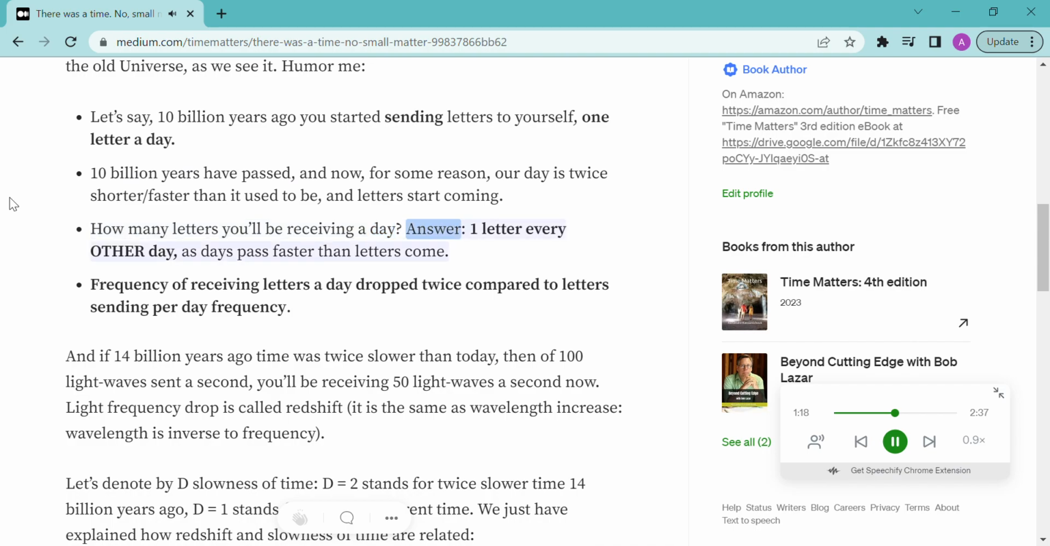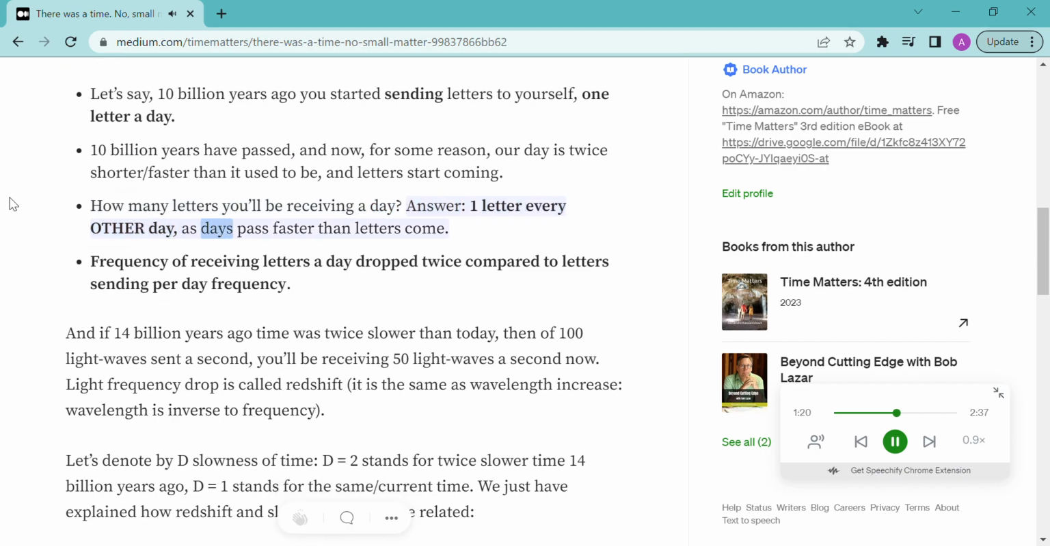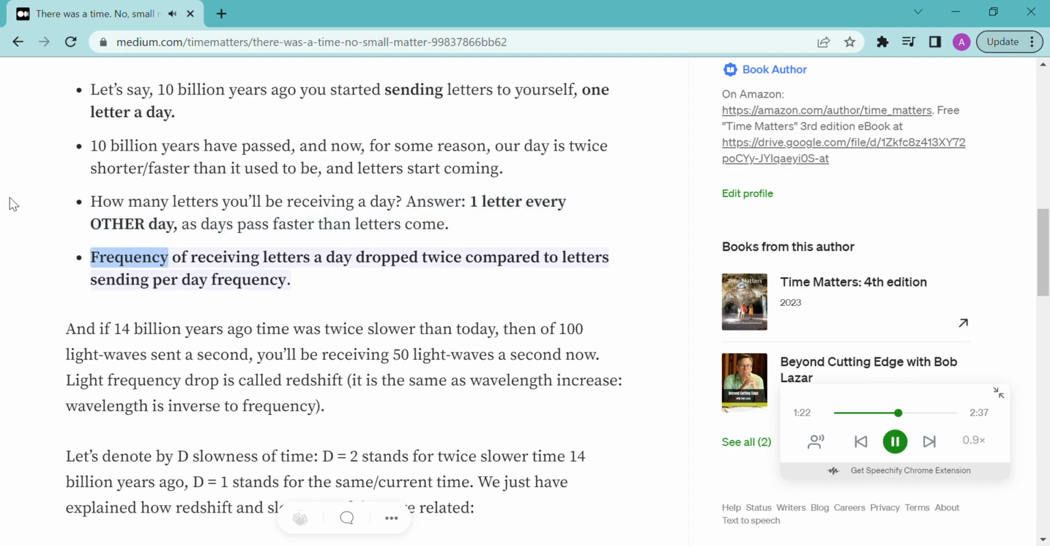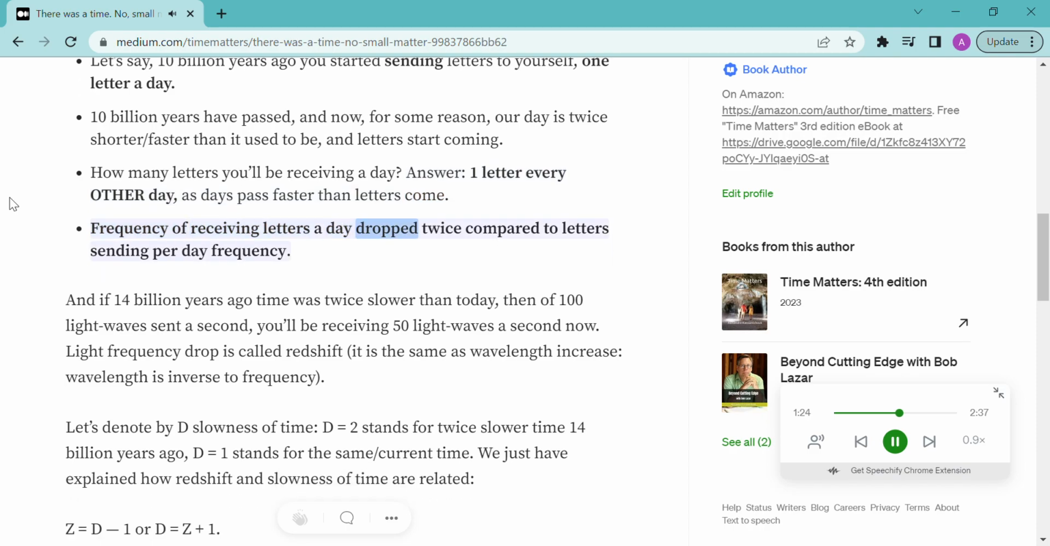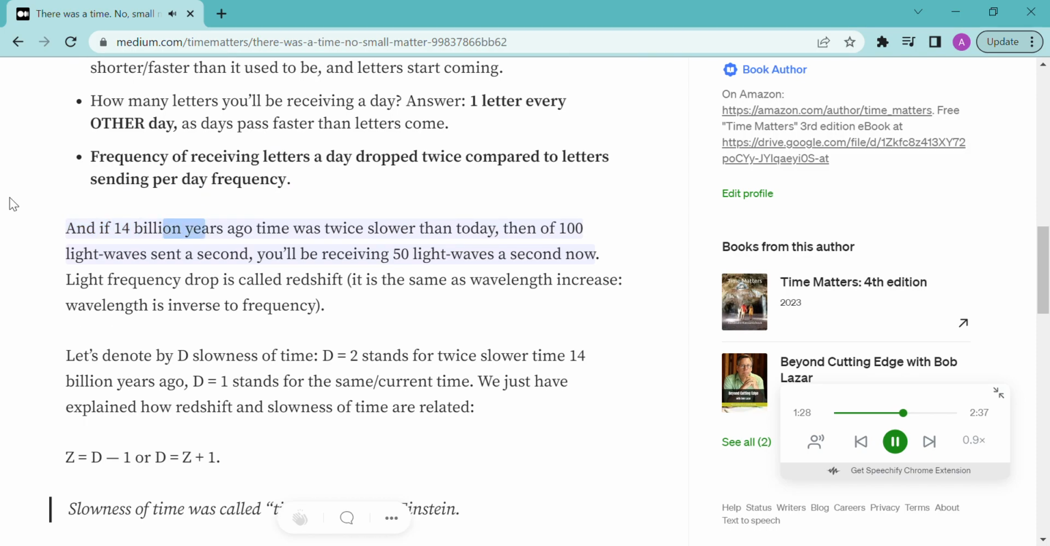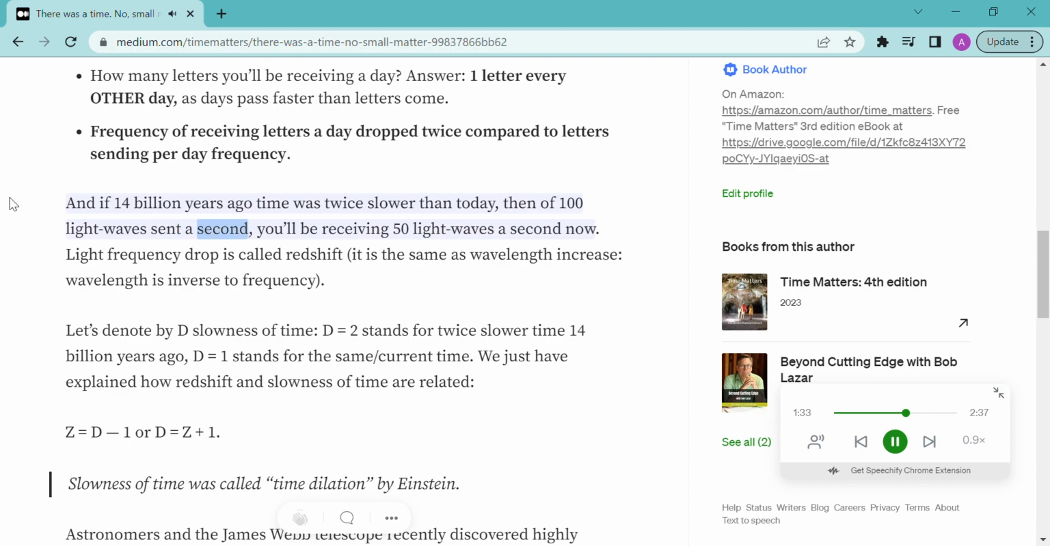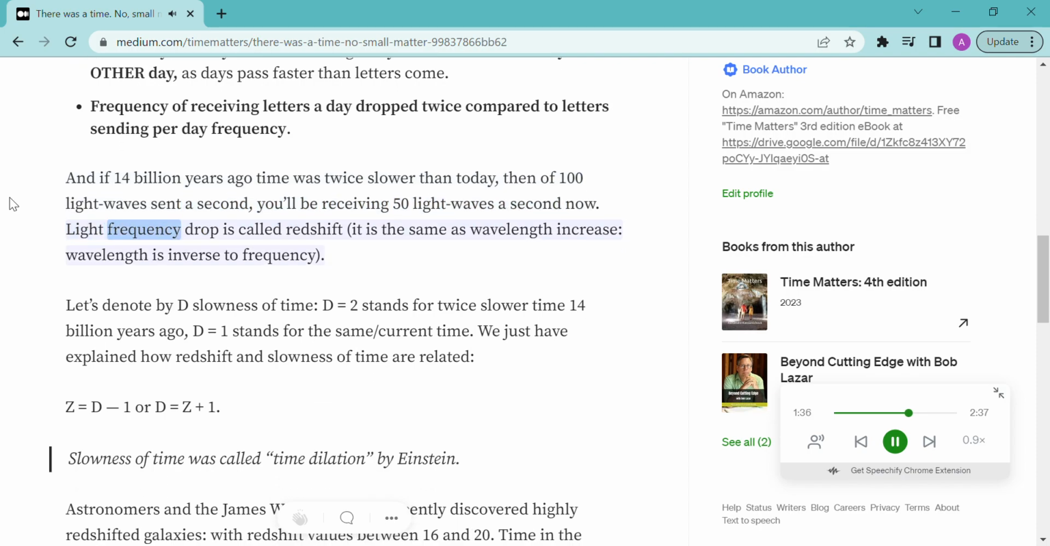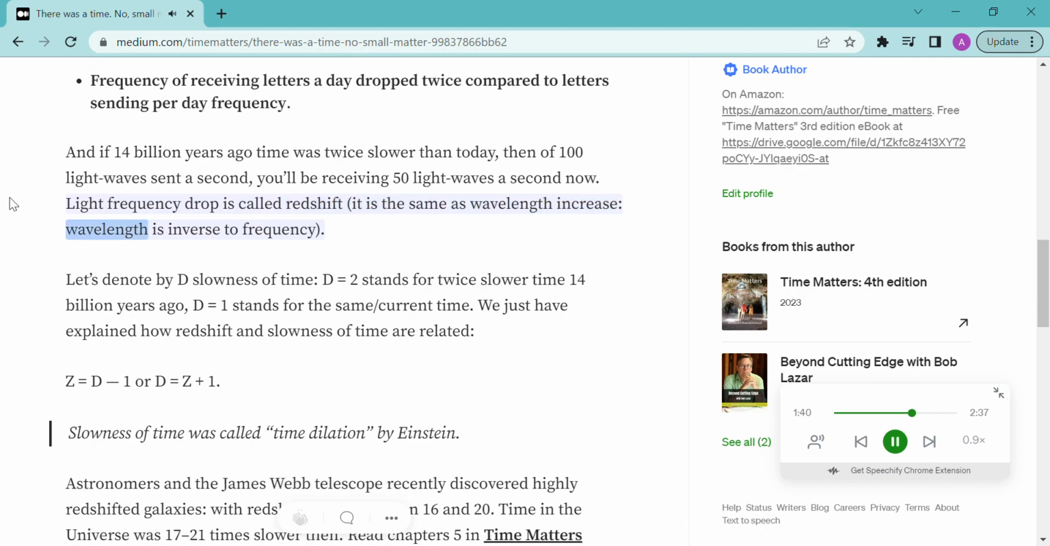Answer: 1 letter every other day, as days pass faster than letters come. The frequency of receiving letters per day dropped twice compared to the frequency of sending letters per day. And if 14 billion years ago time was twice slower than today, then of 100 light waves sent a second, you'll be receiving 50 light waves a second now. Light frequency drop is called redshift. It is the same as wavelength increase. Wavelength is inverse to frequency.